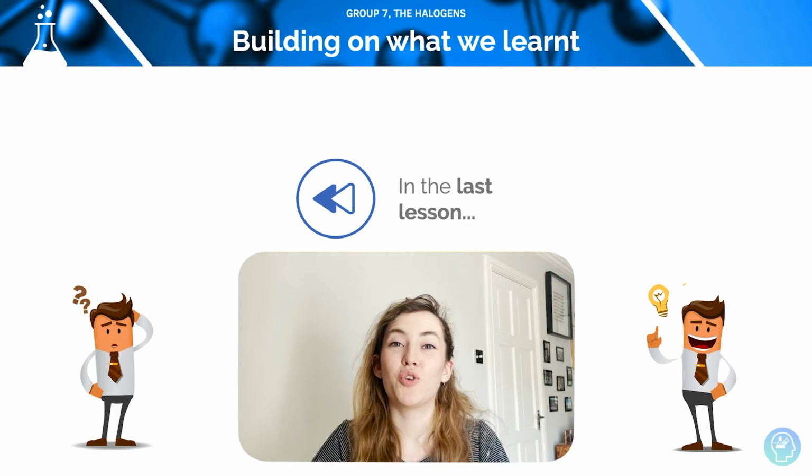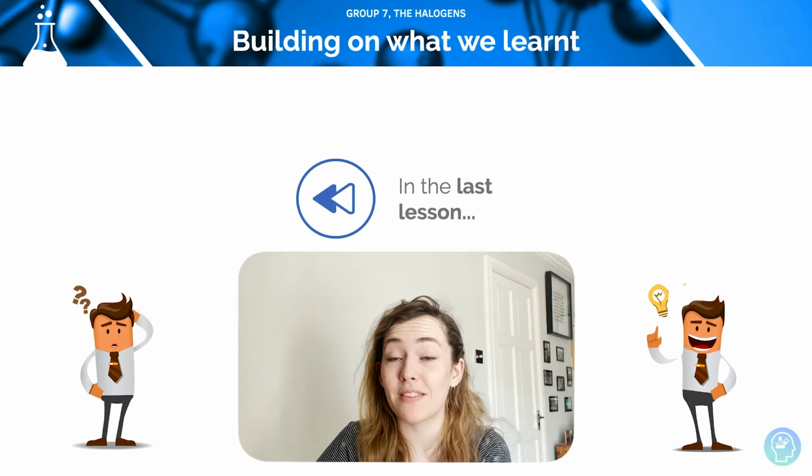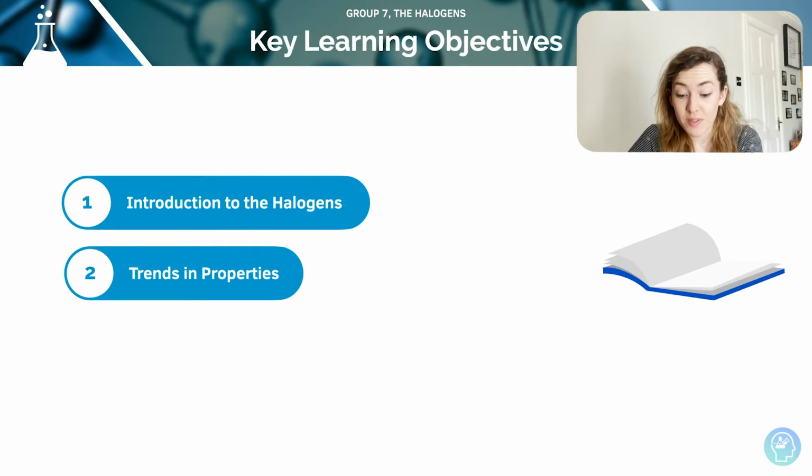Hi and welcome to this tutorial on the Group 7 halogens. In the previous tutorial, we had a look at the uses of Group 2 elements and their compounds in industry and in medicine too. Here we're going to be looking at Group 7, so I'm going to introduce the halogens and also talk about their trends.